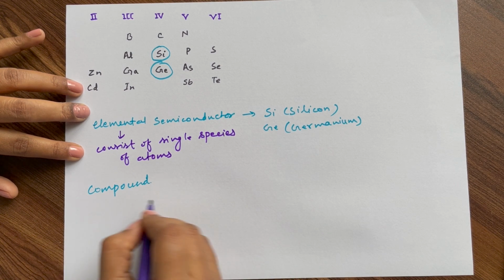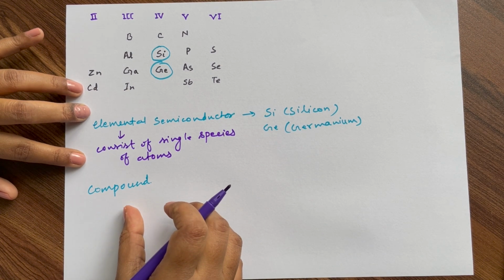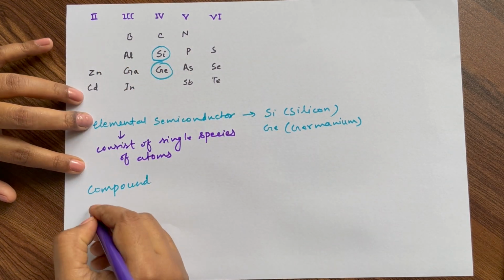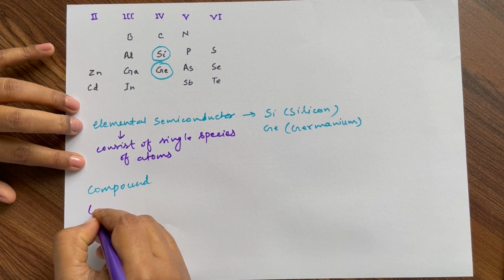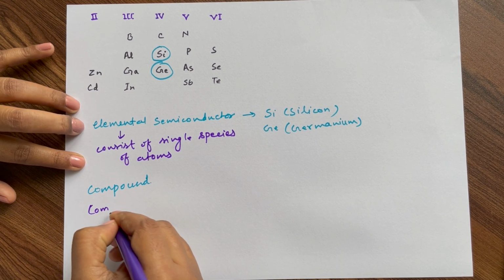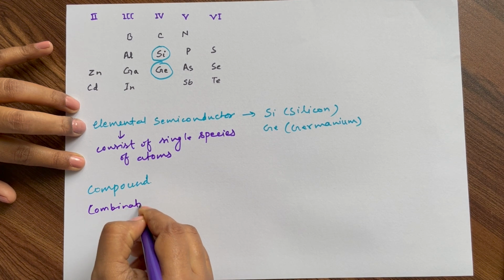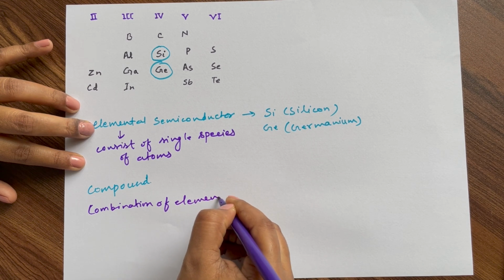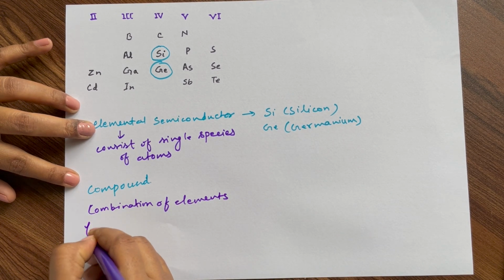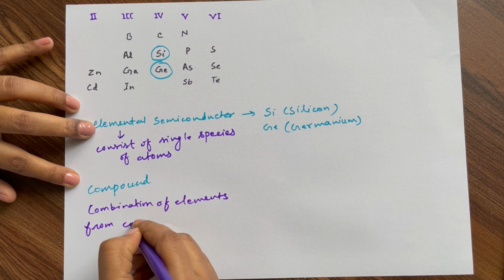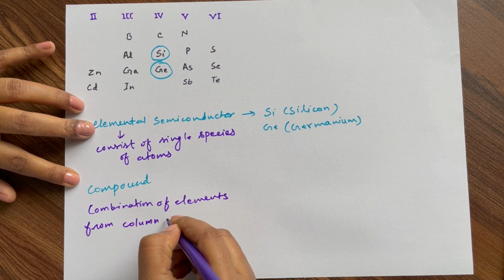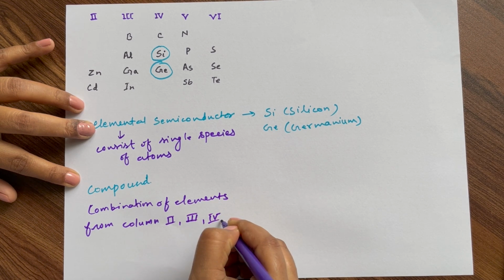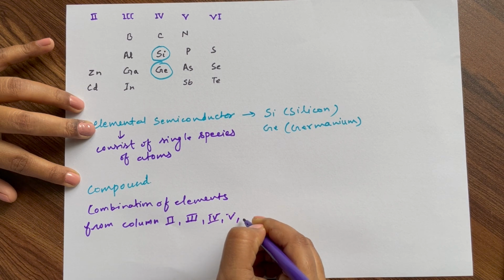And compound semiconductors are combinations of elements from the column 2, 3, 4, 5 and 6.